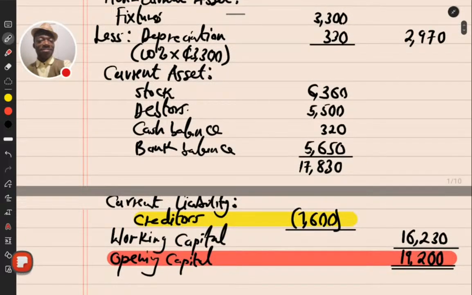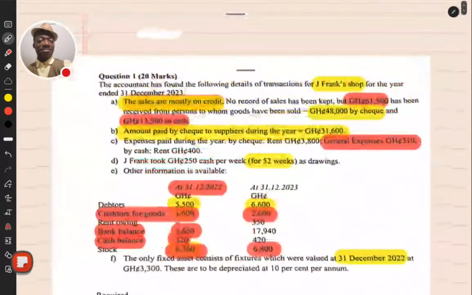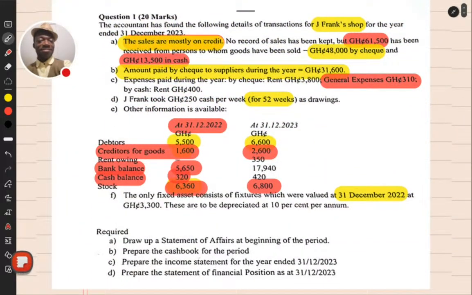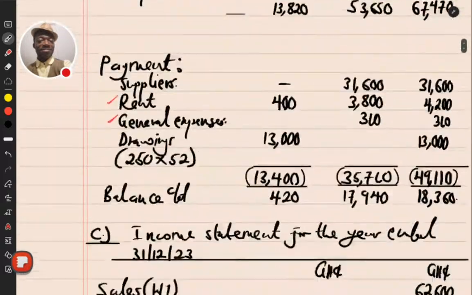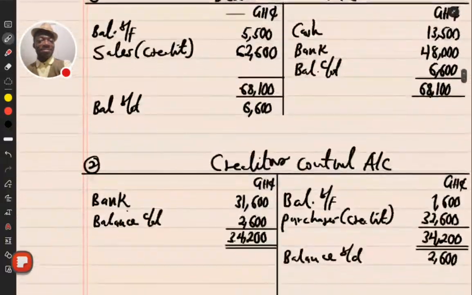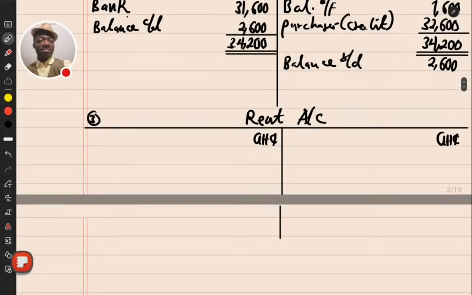But before we start, since we don't have any opening balance, we need to take records of those issues of rent that happened during the year. So we're told that for rent, 3,800 was paid by check, and then by cash, we had 400. So we present that up. Since rent is an expense, any item related to or payment related to an expense item will be debited. So cash, we're told is 400. And that of bank, we're told that is what?